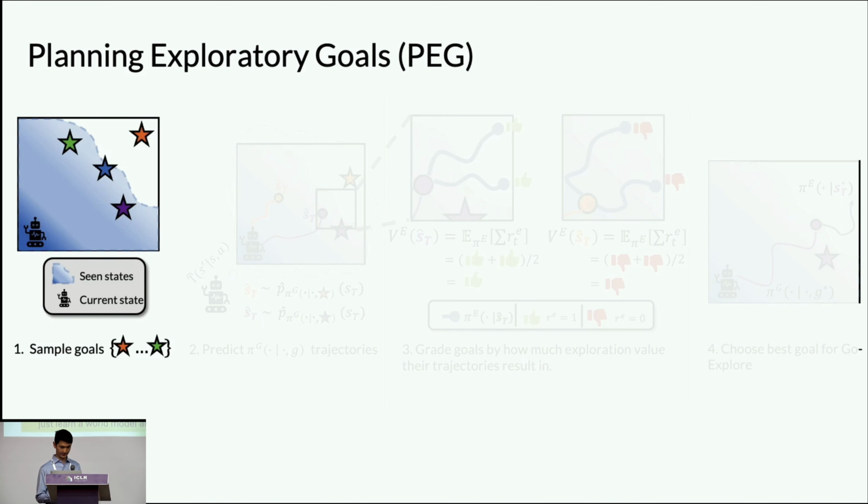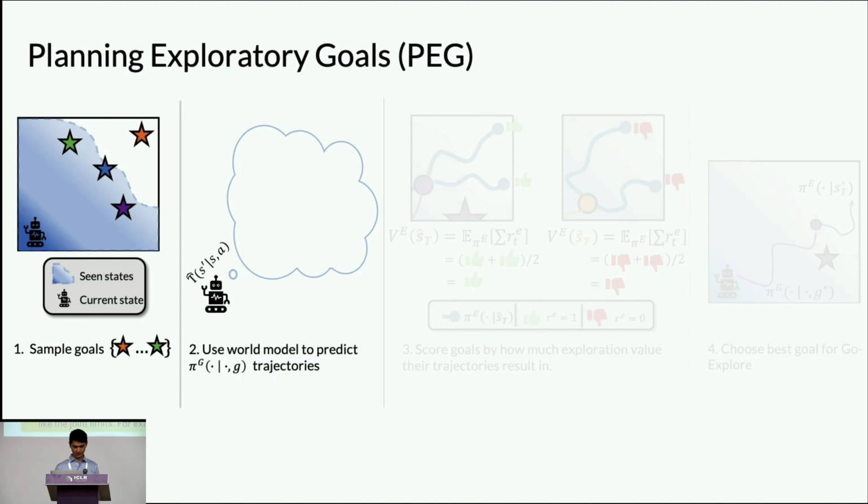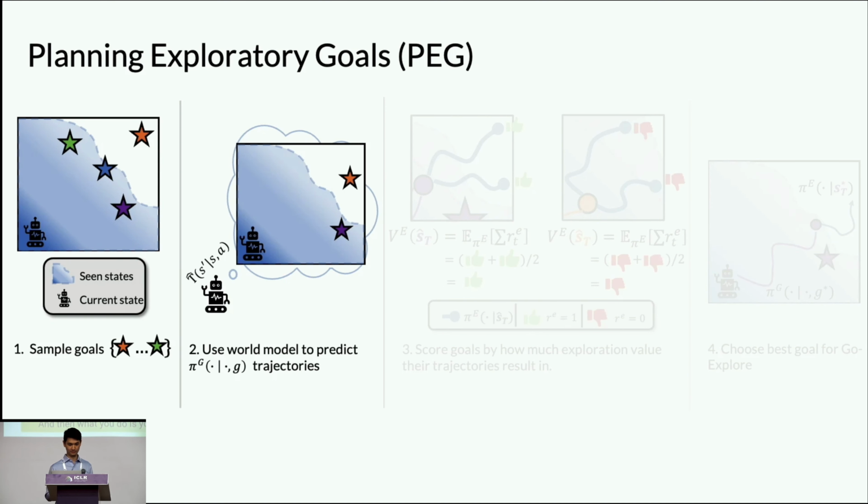So this is a really quick run through of our method. What we do is we just arbitrarily sample goal candidates. So this can be from your replay buffer, or if you have knowledge of like the joint limits, for example, you can just sample from the joint limits, any distribution. And then what you do is you use the world model, and you're going to predict how the goal condition policy will roll out when you condition it on these goal candidates.